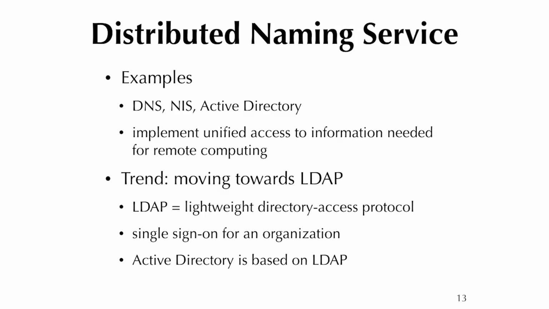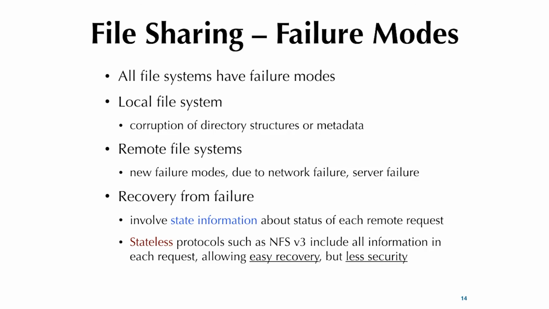So distributed naming services include DNS, NIS, and Active Directory for Windows, right? These implement basically unified access to information needed for remote computing and remote file access, okay? And the trend is moving more towards the Lightweight Directory Access Protocol, or LDAP, and so that's single sign-on for an organization. Active Directory is an example of this LDAP.